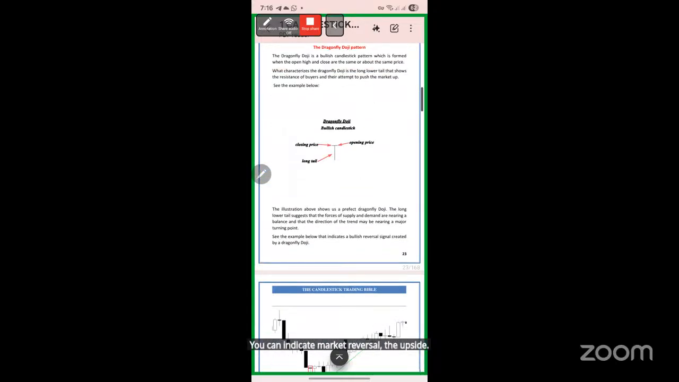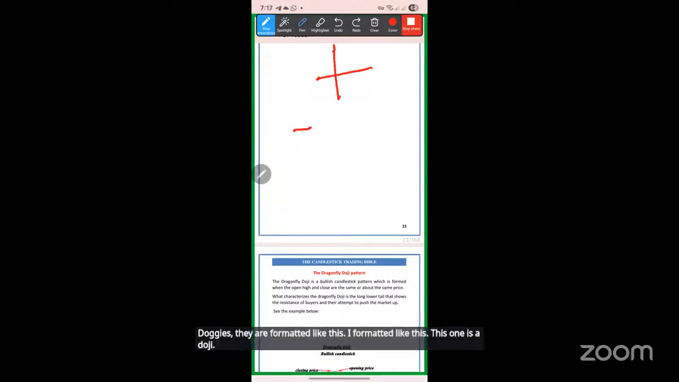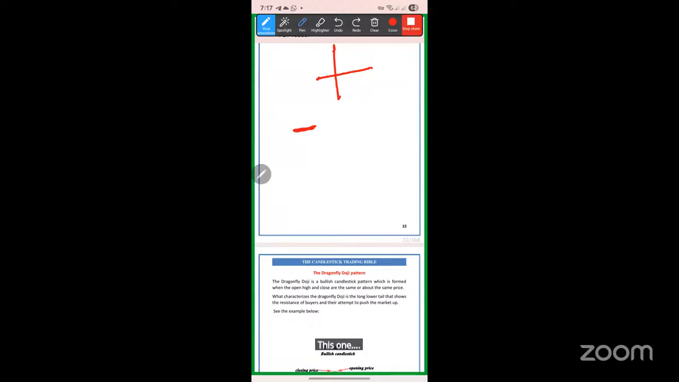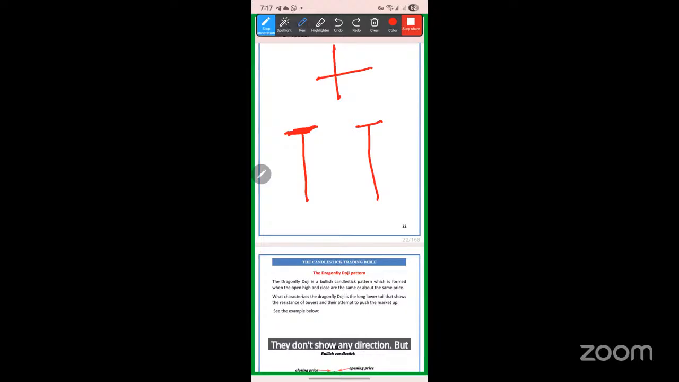Then dojis are formed like this. This one is a doji. This one is a doji. Also, this one is a doji. So these are dojis. They are candles of indecision. They don't show any direction. But once it is formed, sorry.